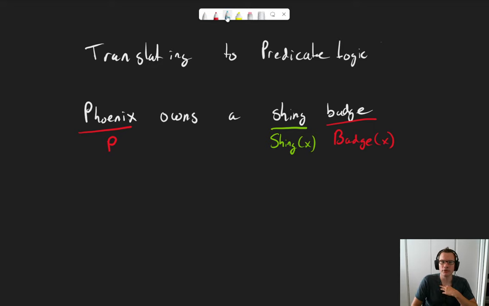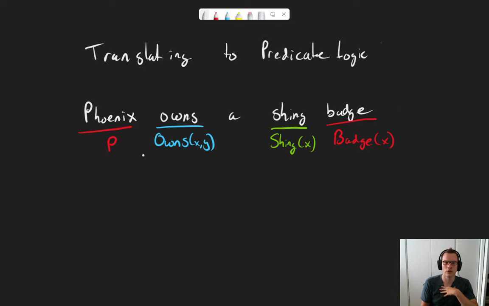And then we look for verbs, and verbs, especially in the sentences we like to translate to predicate logic, are often meant to connect different things. So they're often predicates, but not unary predicates, but maybe binary or even ternary predicates. Ternary could be, I gave the newspaper to Phoenix. Then we have I, the newspaper, and Phoenix that all play a role in this giving. But in this case, owns just connects two things. Phoenix owns a shiny badge. So we introduce our binary predicate Owns(x, y) for x owns y. All right. Now let's put all of this together to translate this sentence.